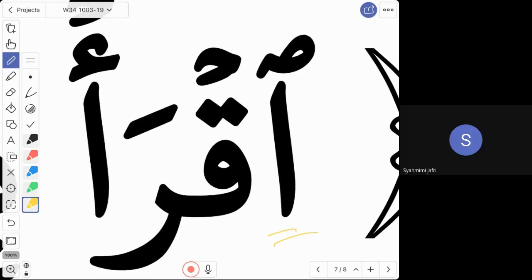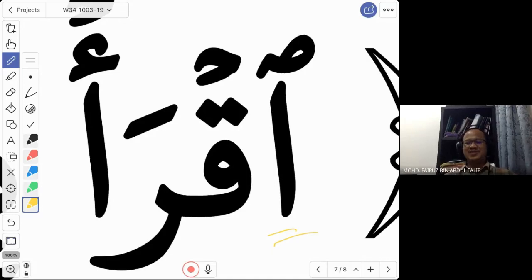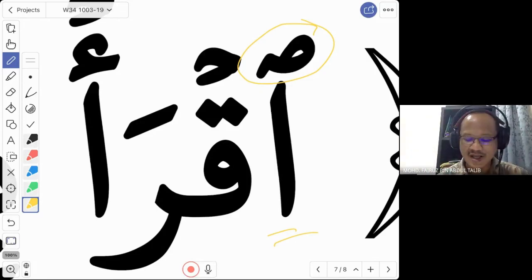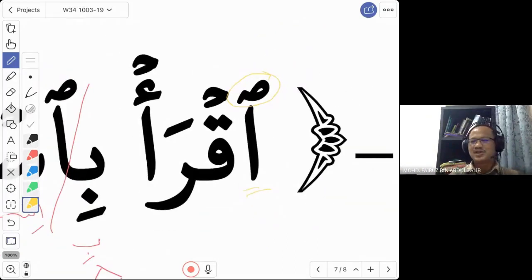Ada tanda di atasnya. You have this symbol above the letter alif. What is this symbol? Do you know what is this symbol? And where do you see this symbol normally? Dekat mana selalu? Al-Quran. Yes, correct, Shamimi.